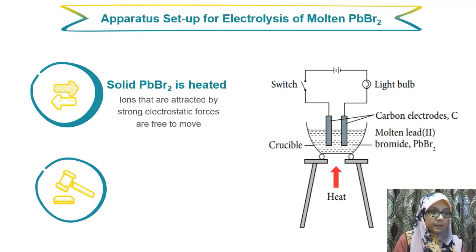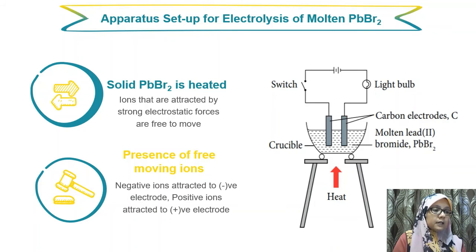Selain daripada itu, apabila there is a presence of free moving ions, kita tahu the substance, this molten lead(II) bromide, has become an electrolyte, sebab dia boleh conduct electricity. Kenapa? Because the negative ions, which are bromide ions, move to the positive electrode. Actually, negative ions move to the positive electrode, while positive ions move to the negative electrode.